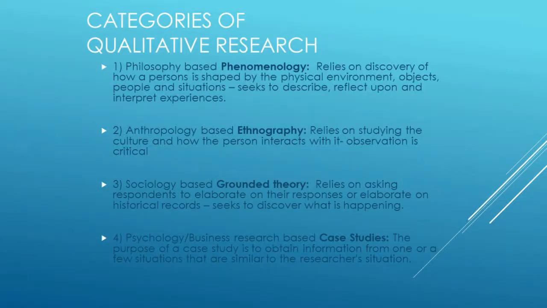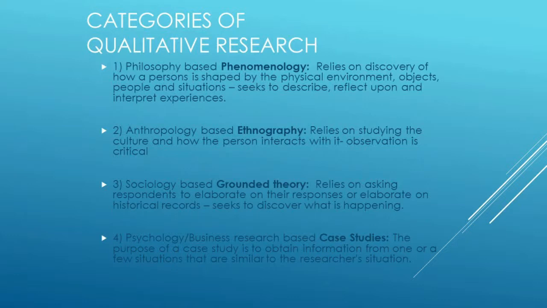There are 4 basic categories of qualitative research. The first is a philosophy-based category known as phenomenology. That's a hard one to pronounce. What we're looking for there is phenomena. So we're relying on discovery of how a person is shaped by their physical environment, the phenomena of the physical environment, the objects and the people and the situations. And really it seeks to describe and reflect upon their experiences within that situation. Many research projects, for example, ask people how they felt, what they think, how they react in a given situation.